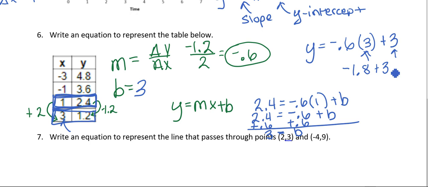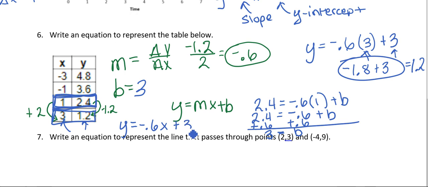So now we need to go back and fix something. So I must have made a mistake somewhere. Okay, actually I did not make a mistake. My mistake was that I am not adding my integers correctly. So negative 1.8 plus 3 does give me my y value of 1.2. Okay, and that's what I wanted to get. So that means I must be correct. So my equation is y equals my slope, which is negative 0.6 times x plus my y-intercept of 3.